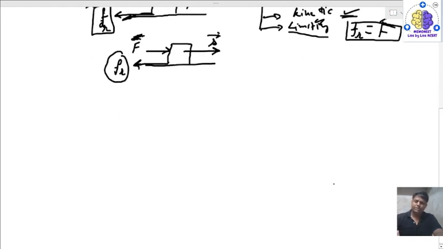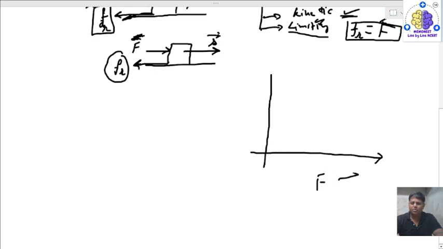So, just to give an understanding of what these forces are and how they act, if I draw a graph like this, on the x-axis I plot the externally applied force, right? And on the y-axis I draw the frictional force, then this graph would take somewhat this shape, right?